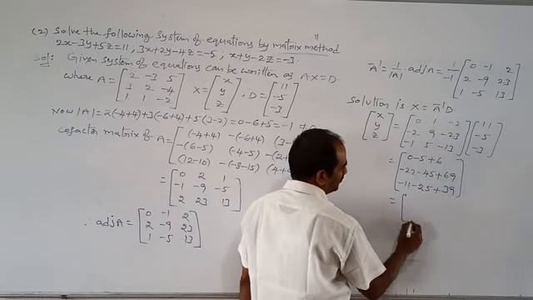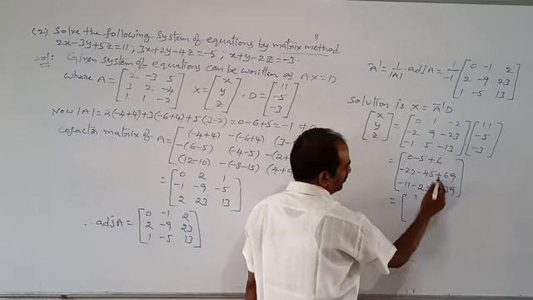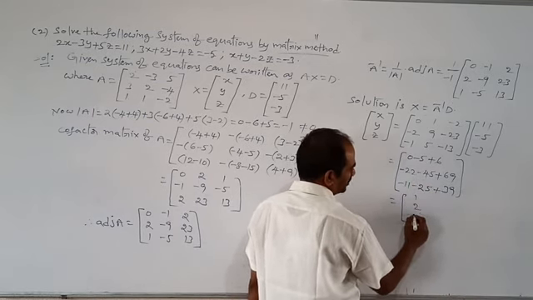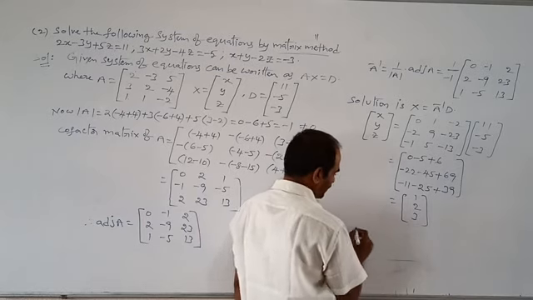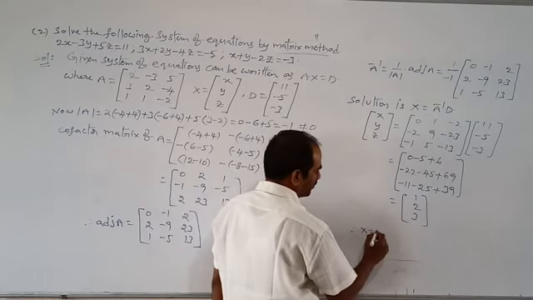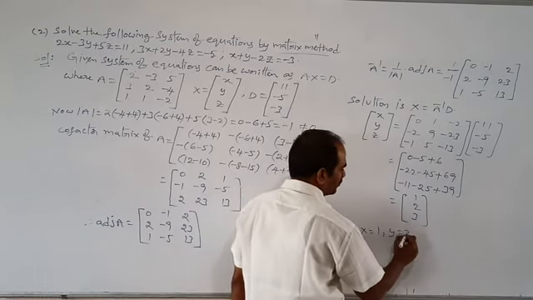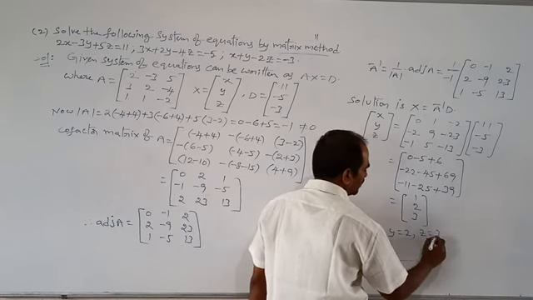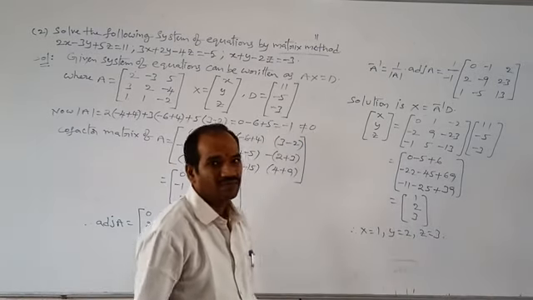So the elements are first 1, next 2, next 3. Therefore x is equal to 1, y is equal to 2, z is equal to 3.